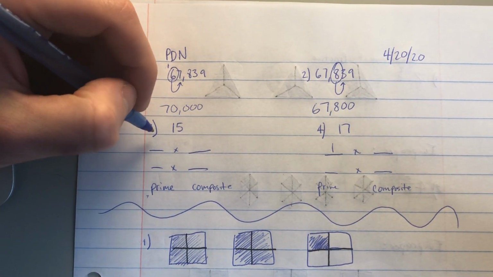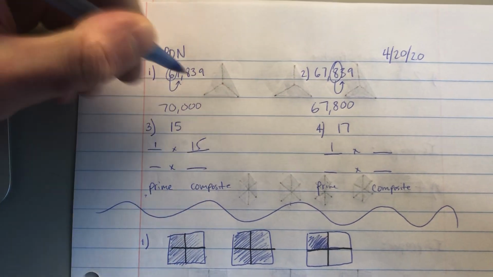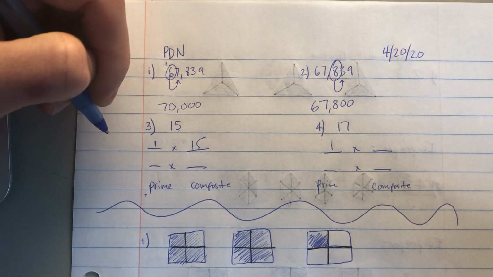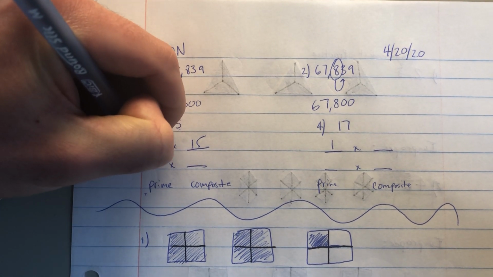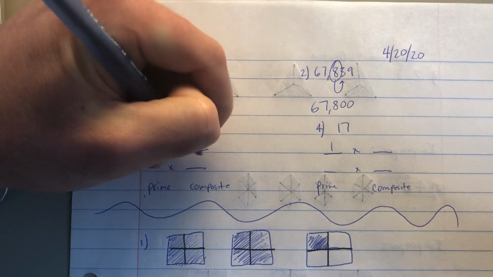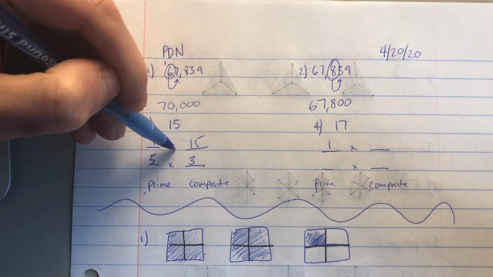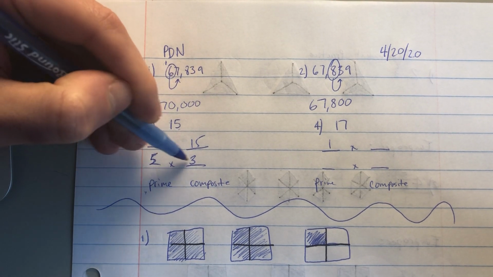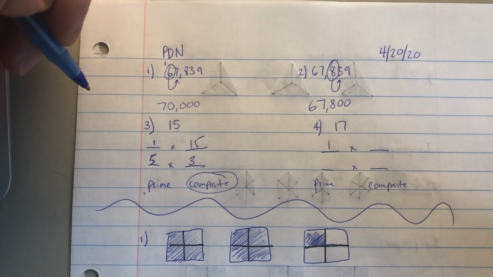For number 3, I know that 15 has 1 times 15 always. But then also, since there's a 5 in the ones place, it's divisible by 5, which means I can roll my 5s and land on 15. And actually 5, 10, 15, 5 times 3 equals 15. So I have one factor pair, 1 times 15 equals 15, and 5 times 3 equals 15. So this is a composite number.